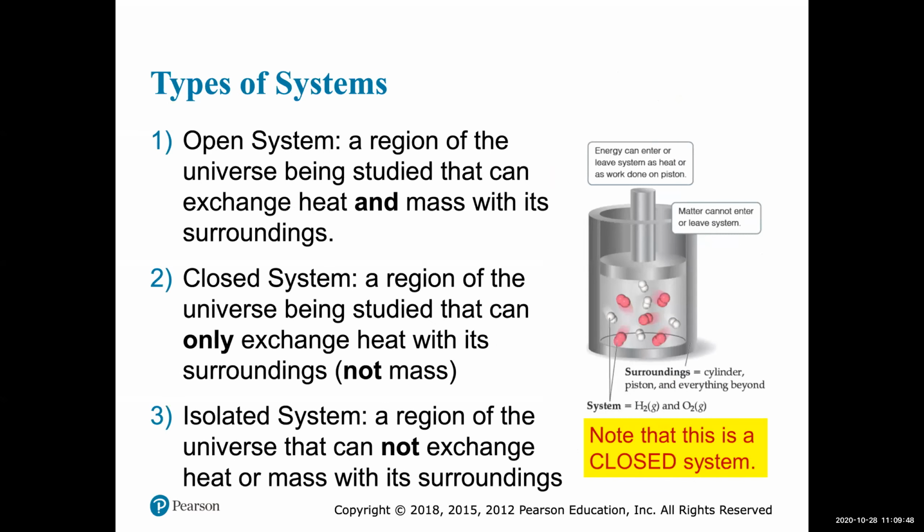We talked about several types of systems. An open system is where you can exchange heat and mass. So the thing we're studying exchanges heat and mass with the surroundings. A closed system is where the thing we're studying only exchanges heat and the mass stays constant. And then finally, an isolated system is a region that cannot exchange heat or mass with its surroundings.